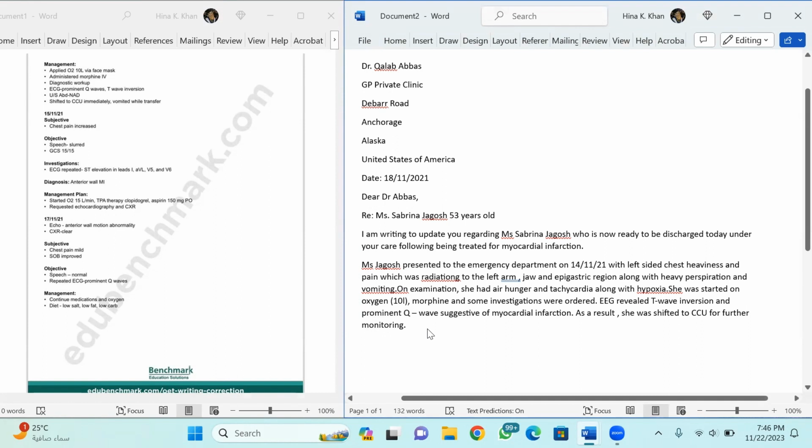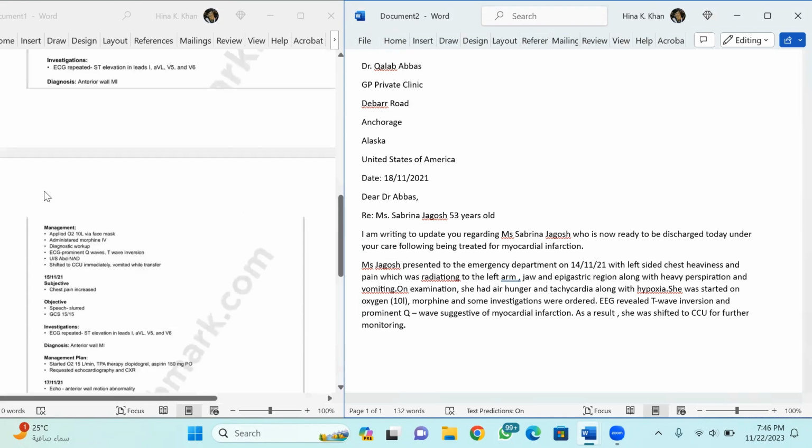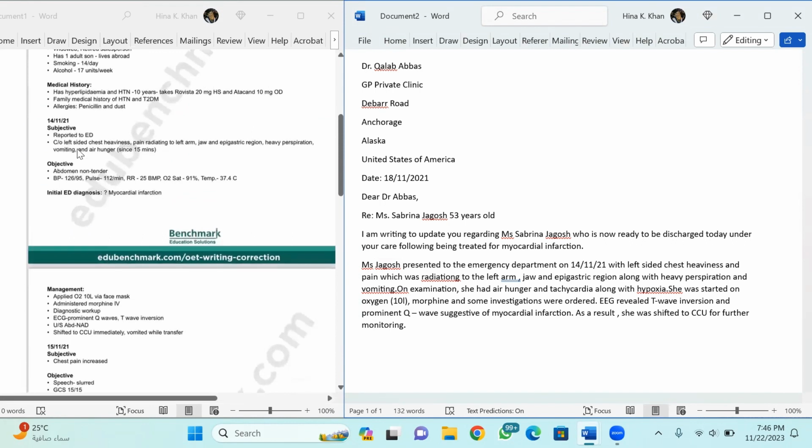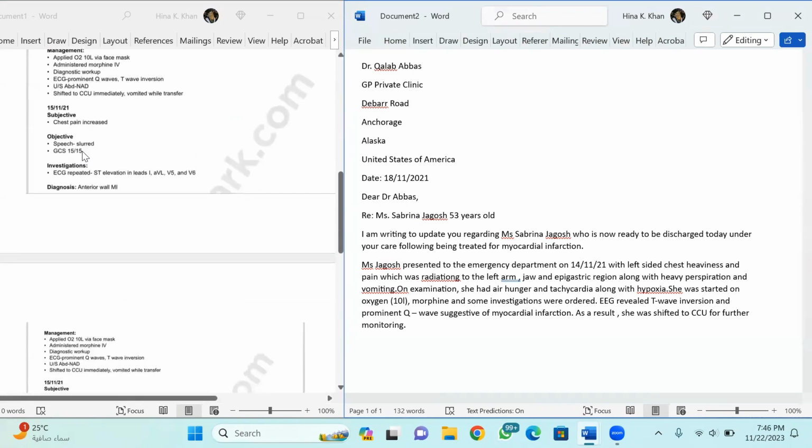The other way you can write is, okay, on examination, she was perspiring heavily and had air hunger. She had a pulse rate of 112 and a breathing rate of 25. Oxygen was administered. Did you notice something over here? There are some articles missing. You have to write "the", and again for the chest also you have to use the article.